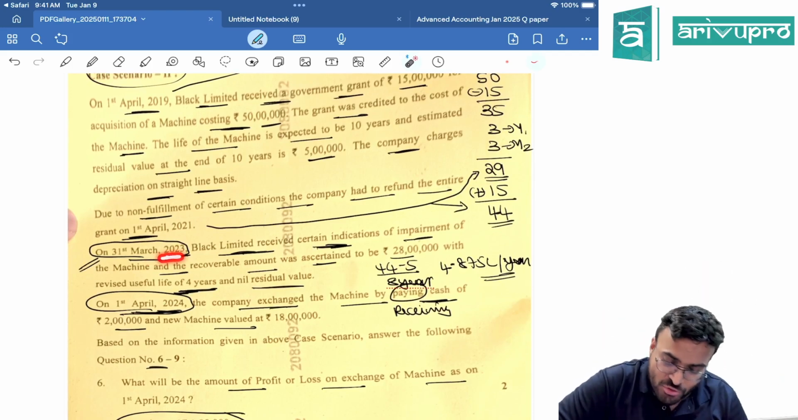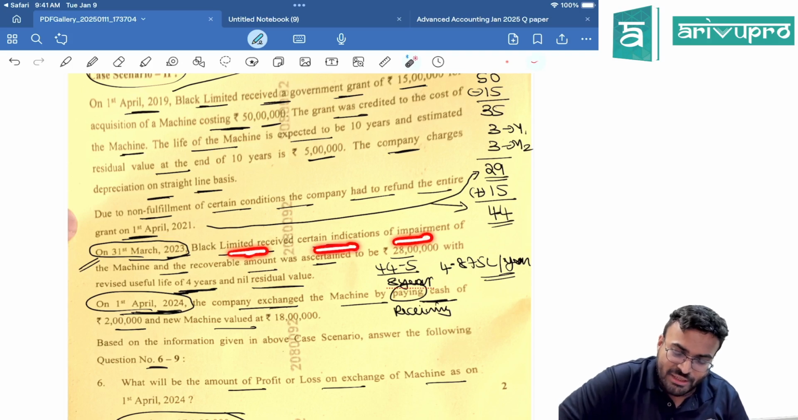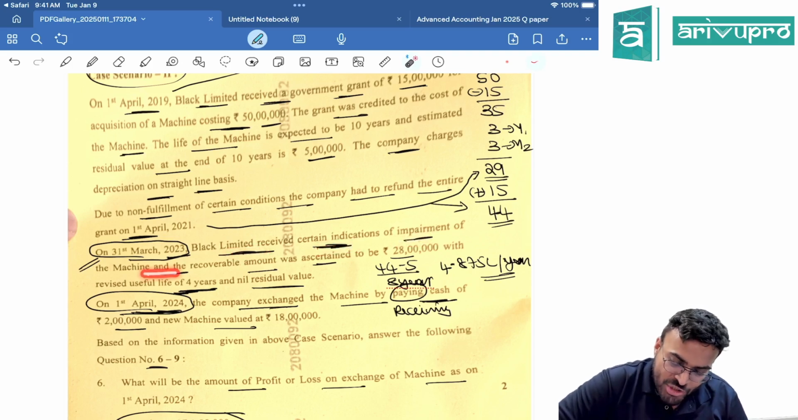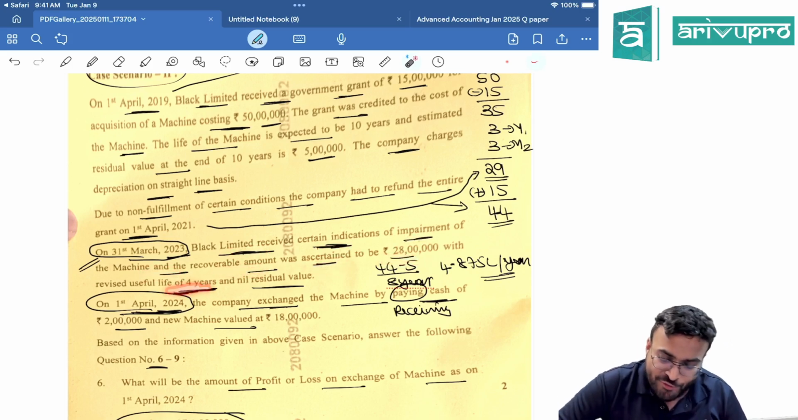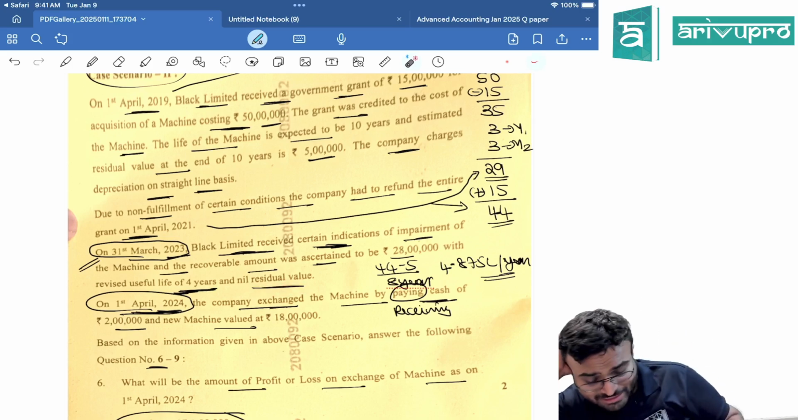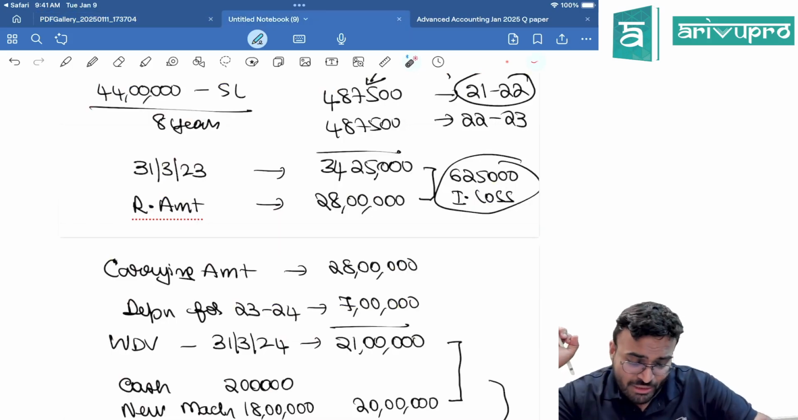On 31st March 2023, Black Limited received certain indications of impairment on the machine, and the recoverable amount was ascertained to be 28 lakhs with a revised useful life of 4 years and nil residual value. Okay, now let's see till here.